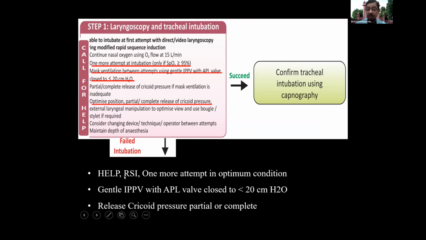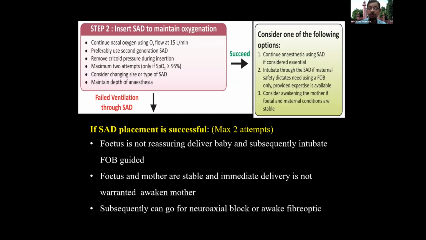Go for a rapid sequence intubation, and if you succeed in tracheal intubation, you confirm with capnography. If you fail, then obviously you go to the second step where you insert a supraglottic airway device, where you can give a maximum of 2 attempts. Always remember that if the fetus is not reassuring, delivery of the baby is mandatory.